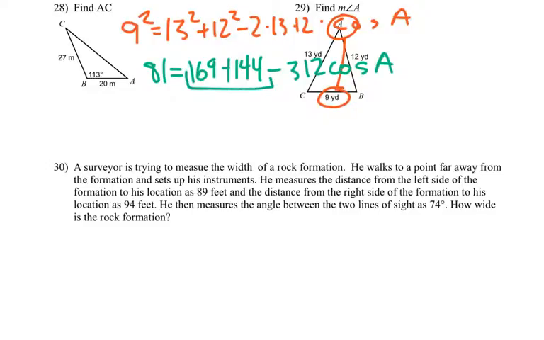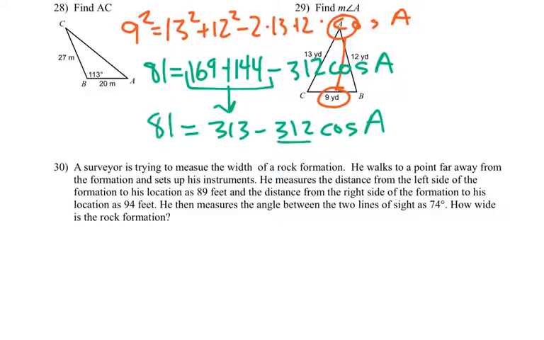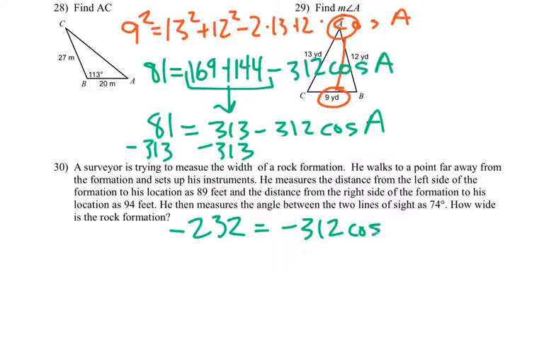You're going to run into the problem of trying to, once you get these, that's 313, you may want to subtract the 312 from that. But you can't. You've got to remember that that 312 cosine of A, that's like 312x. Same concept. So I can't deal with it until I divide. Okay? We don't want to divide yet, so I subtract 313. So 81 minus 313, which gives me a negative 232, equals negative 312 cosine of A.